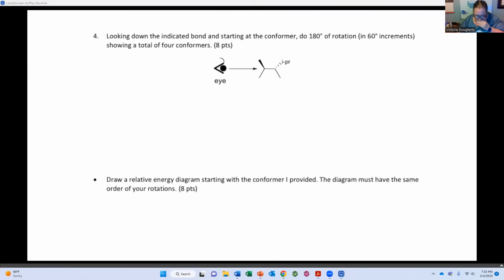All right. Looking down the indicated bond, starting at the conformer I give you. So this is important. Some of you guys just start wherever you want. Can't do that. Right now, what we can see is the dihedral angle of these two methyl groups is 0 because they're in the same plane, right? So it has to be eclipsed.